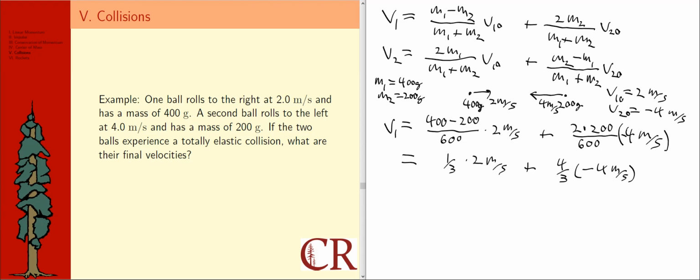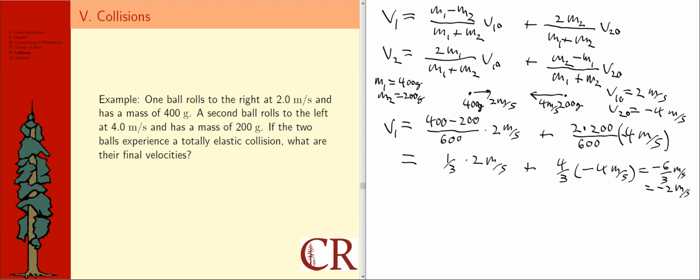And let me see, this is going to really be 2/3 minus 8/3. I think that's equivalent to minus 6/3. I would have maybe written some more of that out, but I need more space for the second one, so I don't think I'd have space. But minus 6/3 meters per second is equivalent to minus 2 meters per second.